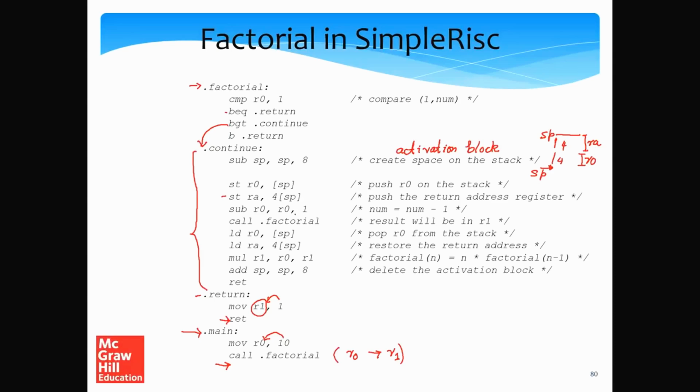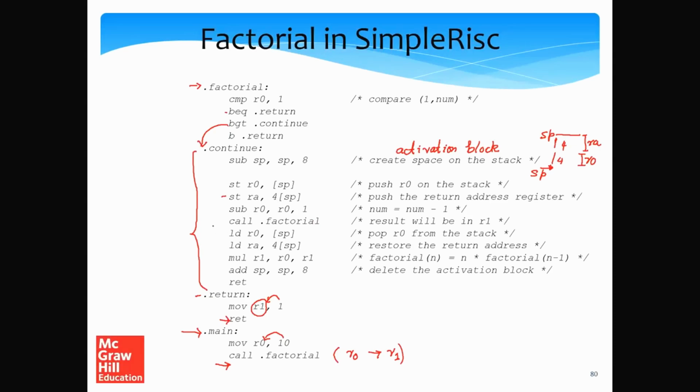Subsequently, we subtract 1 from R0, which is essentially num minus 1, and we call factorial once again. So essentially, we call one more copy of the factorial function. That will again call one more copy of the factorial function and so on, the same way that recursive functions execute.